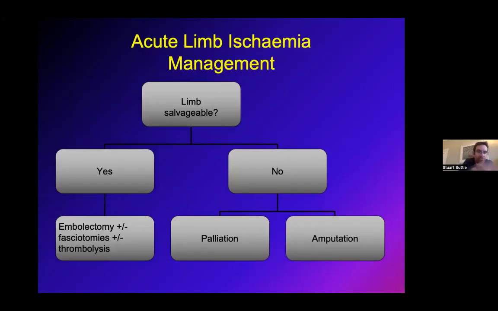So a very brief algorithm. Is the limb salvageable? Yes, no. If so, what are we going to do? We have tricks up our sleeves for multiple different issues. If it's not salvageable, we then have to consider palliative therapy or an amputation. So you have to be very upfront with the patients and their families from the outset.